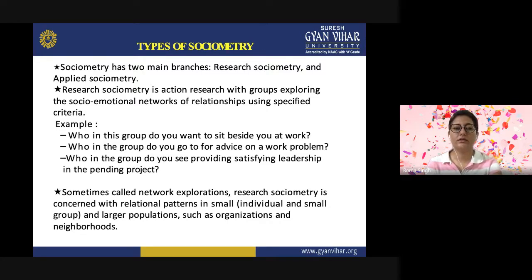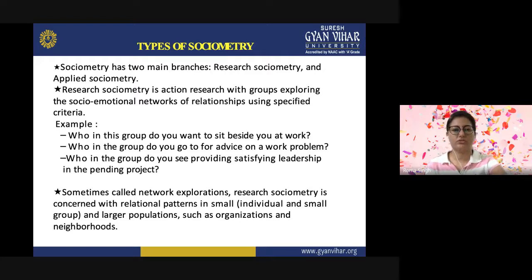Who in the group do you see providing satisfying leadership in the pending projects? So it depends. Sometimes, if it is done for the purpose of research, where you want to explore more about the socio-emotional networks of relationships, you can ask a few questions and you will be able to decide about that. And sometimes there may be the exploration of the networks.